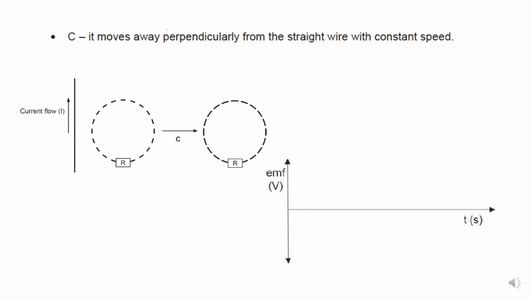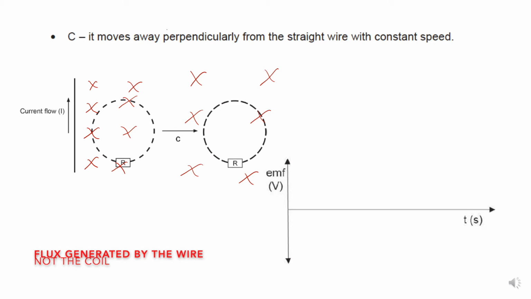C. If the loop moves perpendicularly away from the straight wire with a constant speed, then we're going to see that it's moving from a region of dense flux to a region of less dense flux. The flux generated by this coil is described by the equation B is equal to mu0 over 2 pi times I over R. So because of that, we know that flux is equal to B times A.